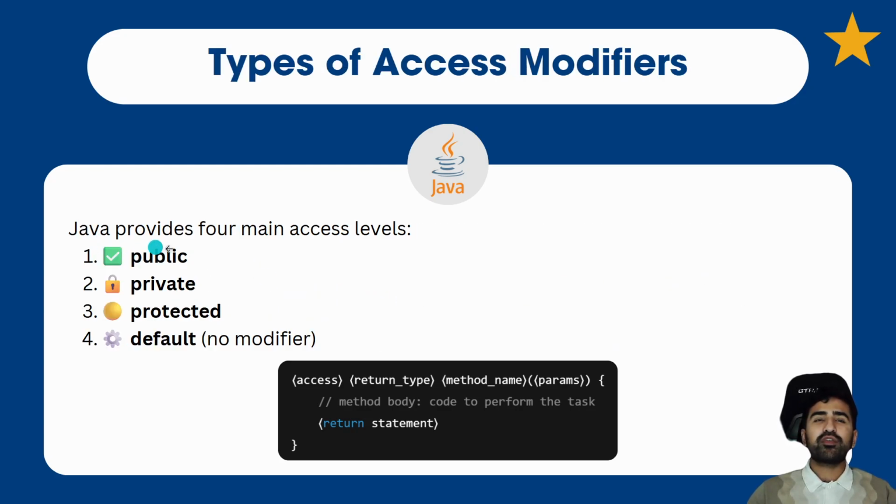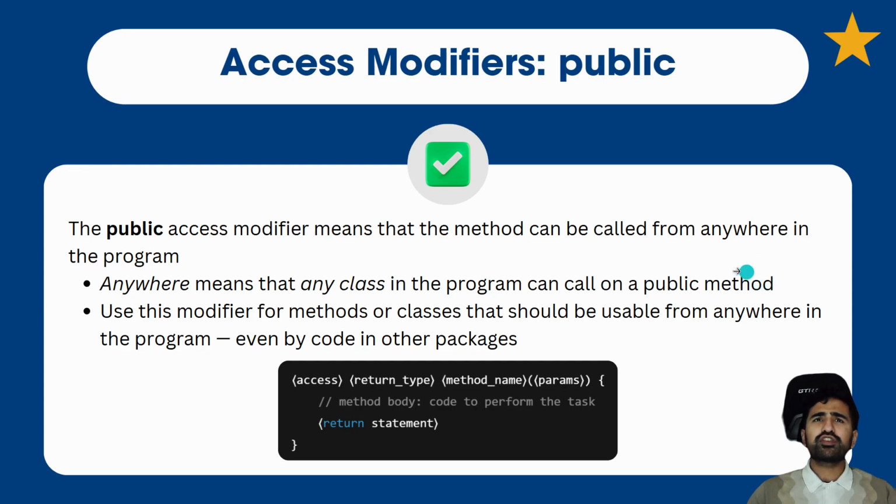All right, so Java provides four main access levels. We have public, wide open. We have private, restricted. We have protected, a little bit in between, and then we have default, which is very similar to protected. So let's go with public.